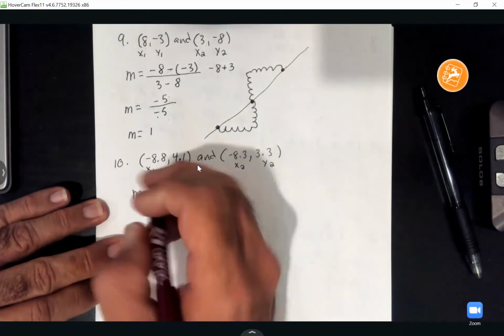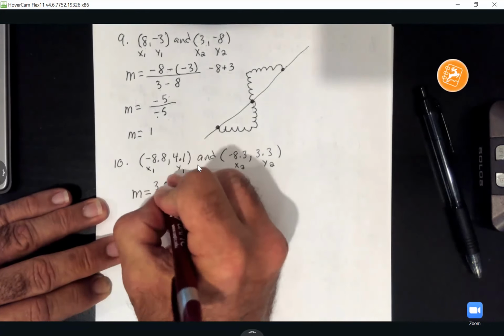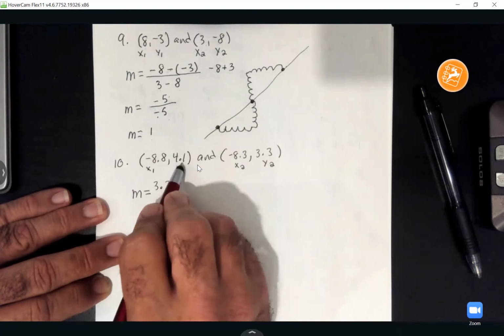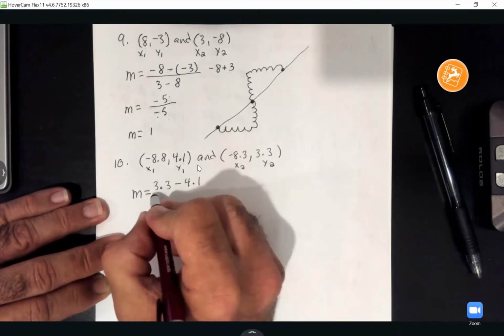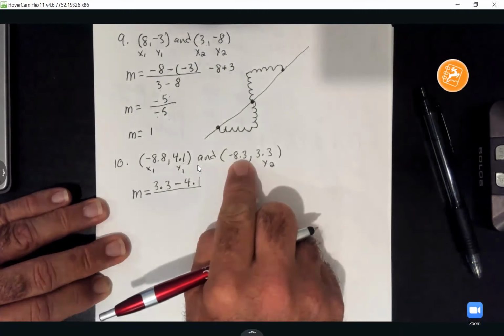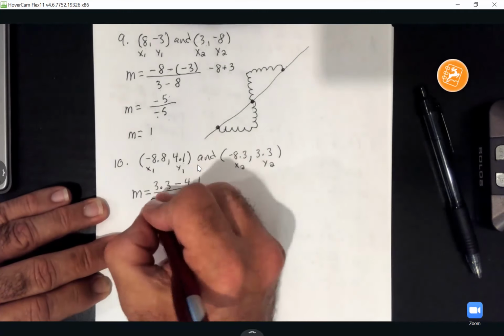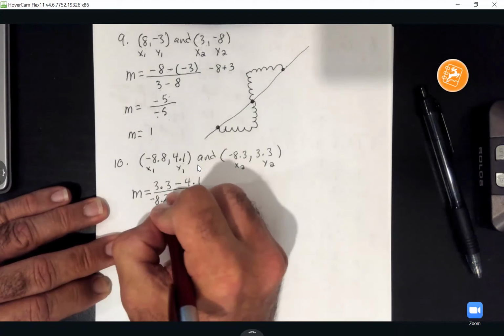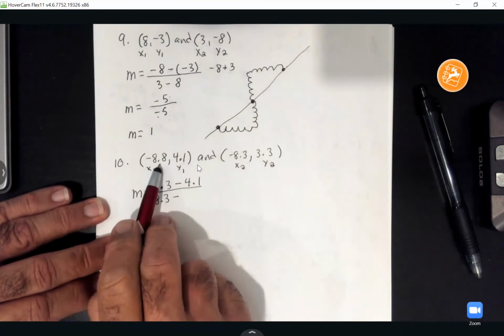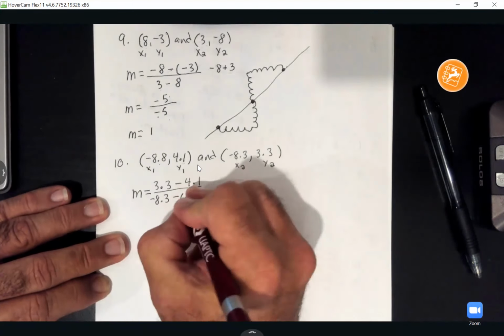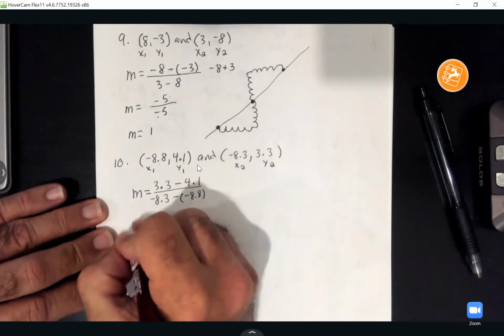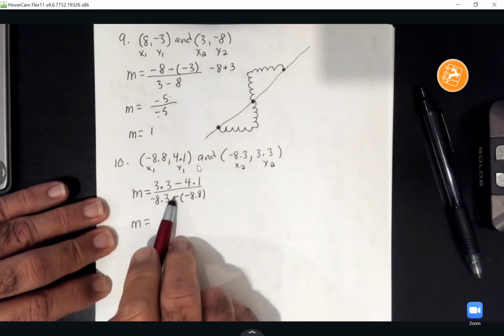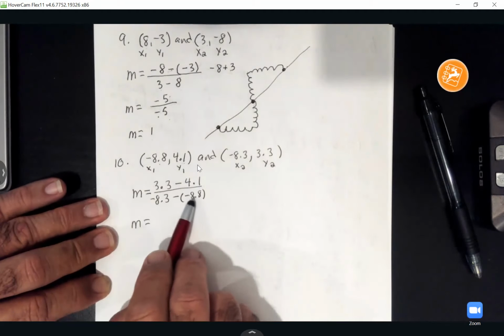Y2 is 3.3 minus y1, which is 4.1, divided by x2, which is negative 8.3, minus x1, which is a negative 8.8. So y'all notice I'm subtracting a negative, so I got the double negatives again.